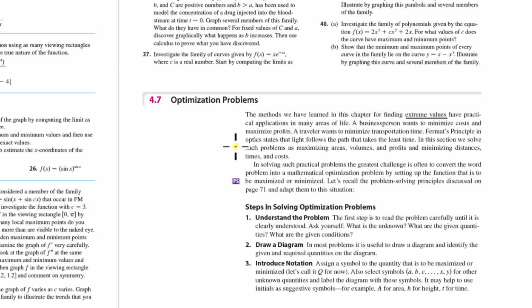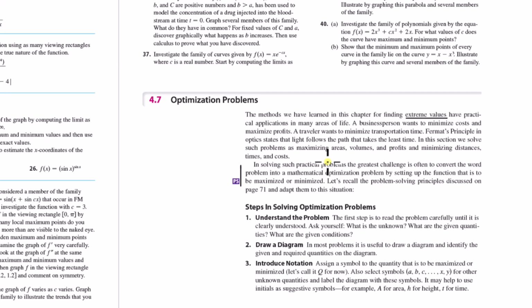Extreme values. Okay, so to solve optimization problems in calculus, the main skill you need is finding extreme values of a function over an interval, specifically finding the absolute max or absolute min value of a function over an interval. In solving such practical problems, the greatest challenge is often to convert the word problem into a mathematical optimization problem by setting up the function that is to be maximized or minimized. So yeah, this is the other part of an optimization problem.